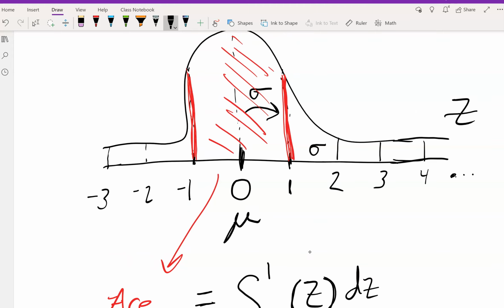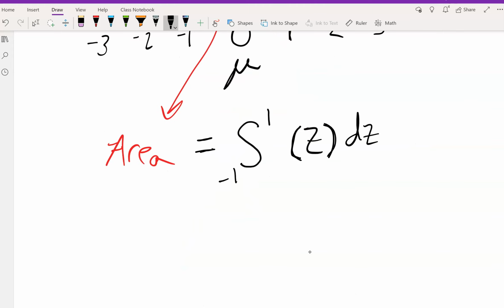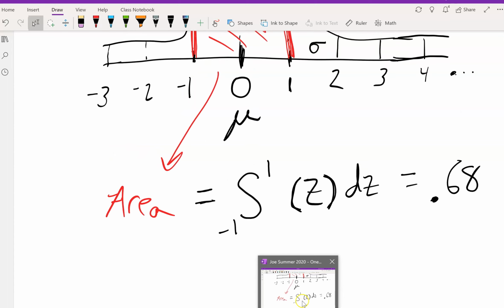Well, the great thing about that is we know this area very well, and we actually have a rough answer to this in this case. We know this area is 0.68 units. That's how much area is in there. Now, to understand what it means to be 0.68, you have to understand the picture.